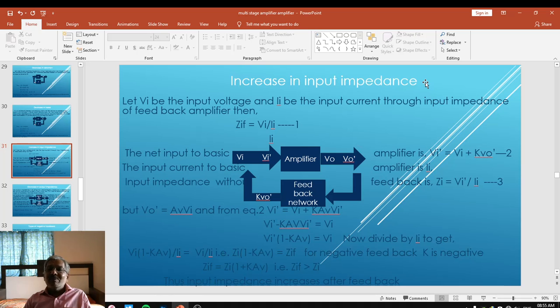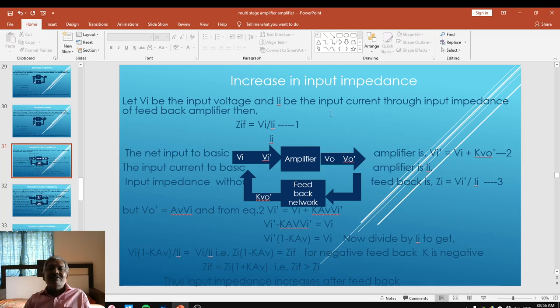impedance. So one of the advantages of negative feedback is that it is used to increase the input impedance, and also it is used to decrease the output impedance.